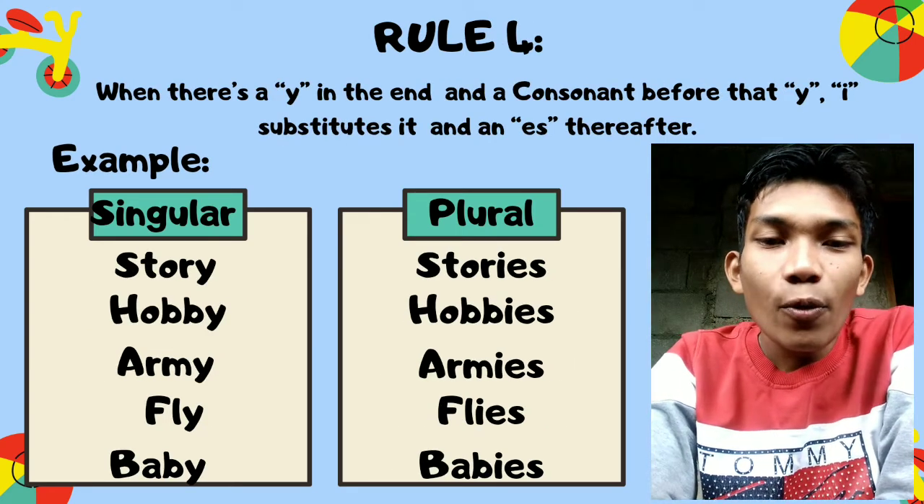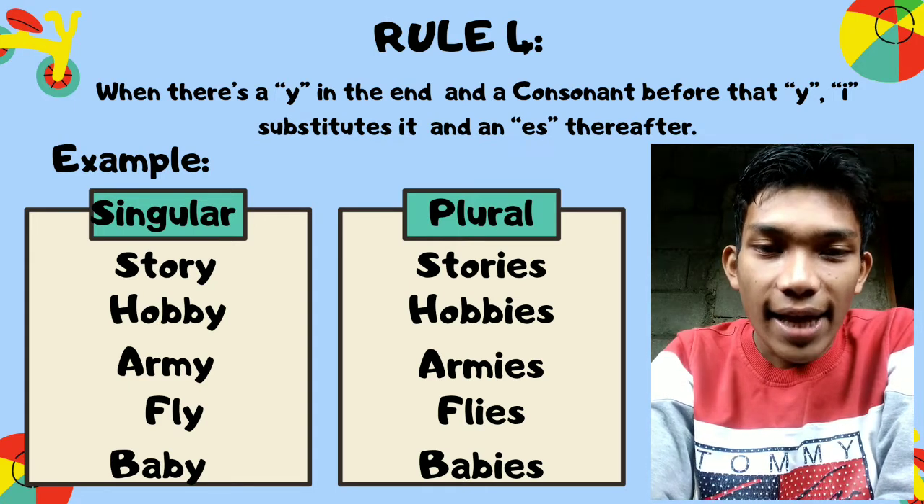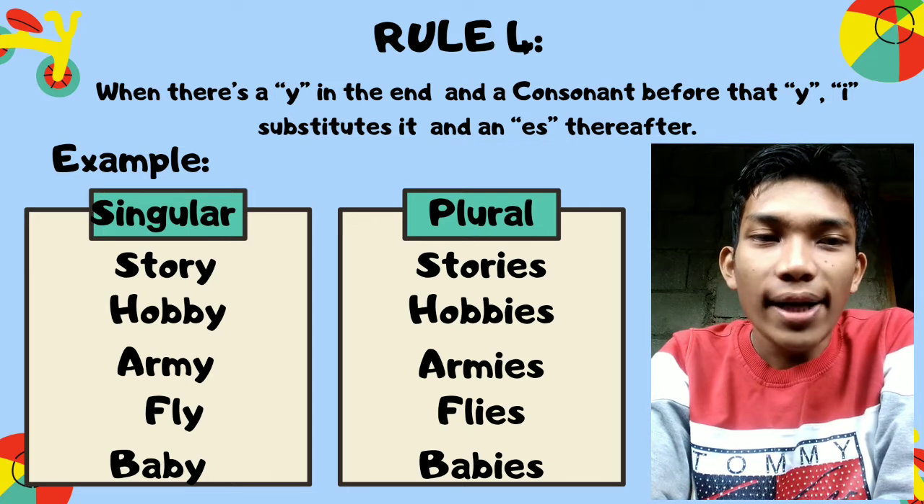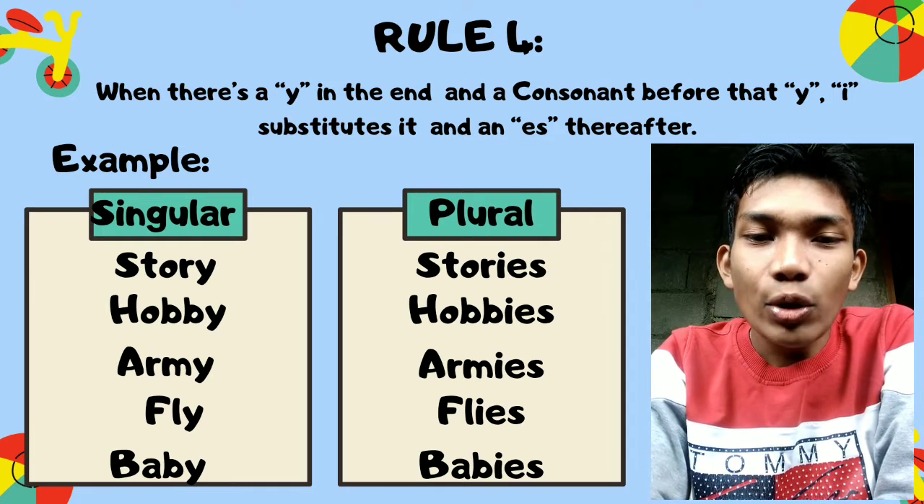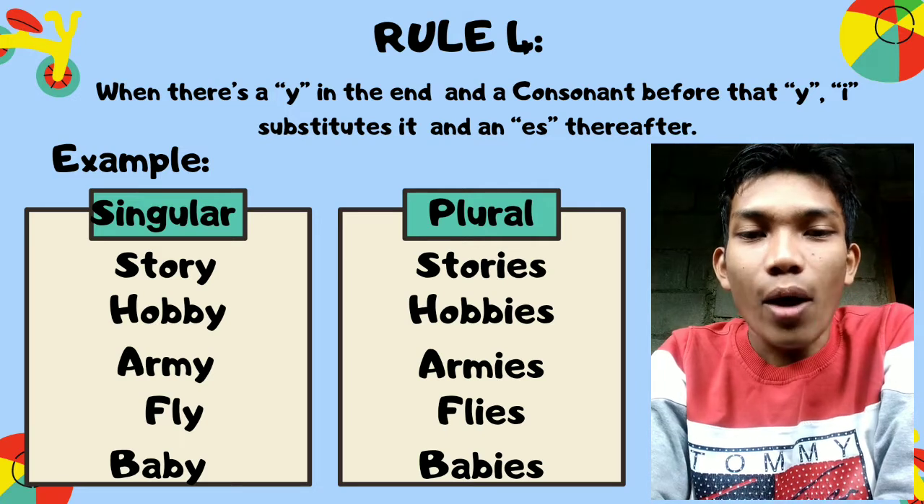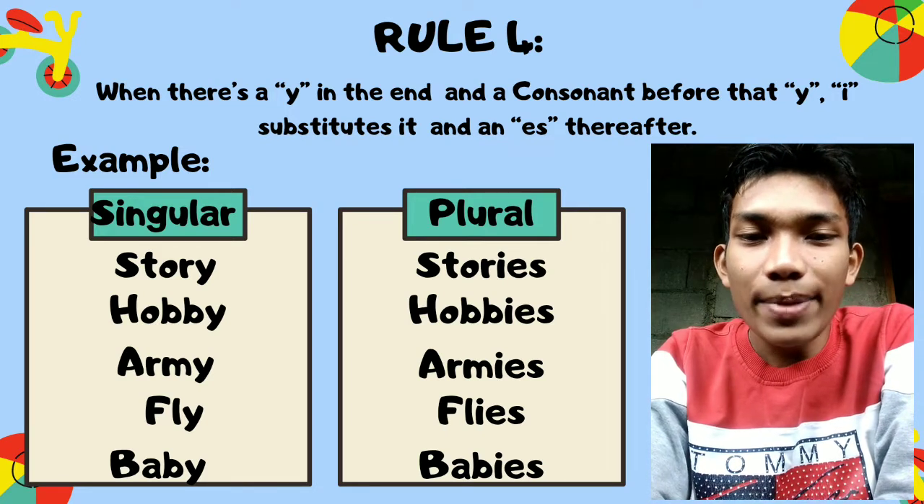Next rule is when there's Y at the end of a noun, we change it to letter I and add ES to make it plural. For example, story to stories, hobby to hobbies, army to armies, fly to flies, and baby to babies.